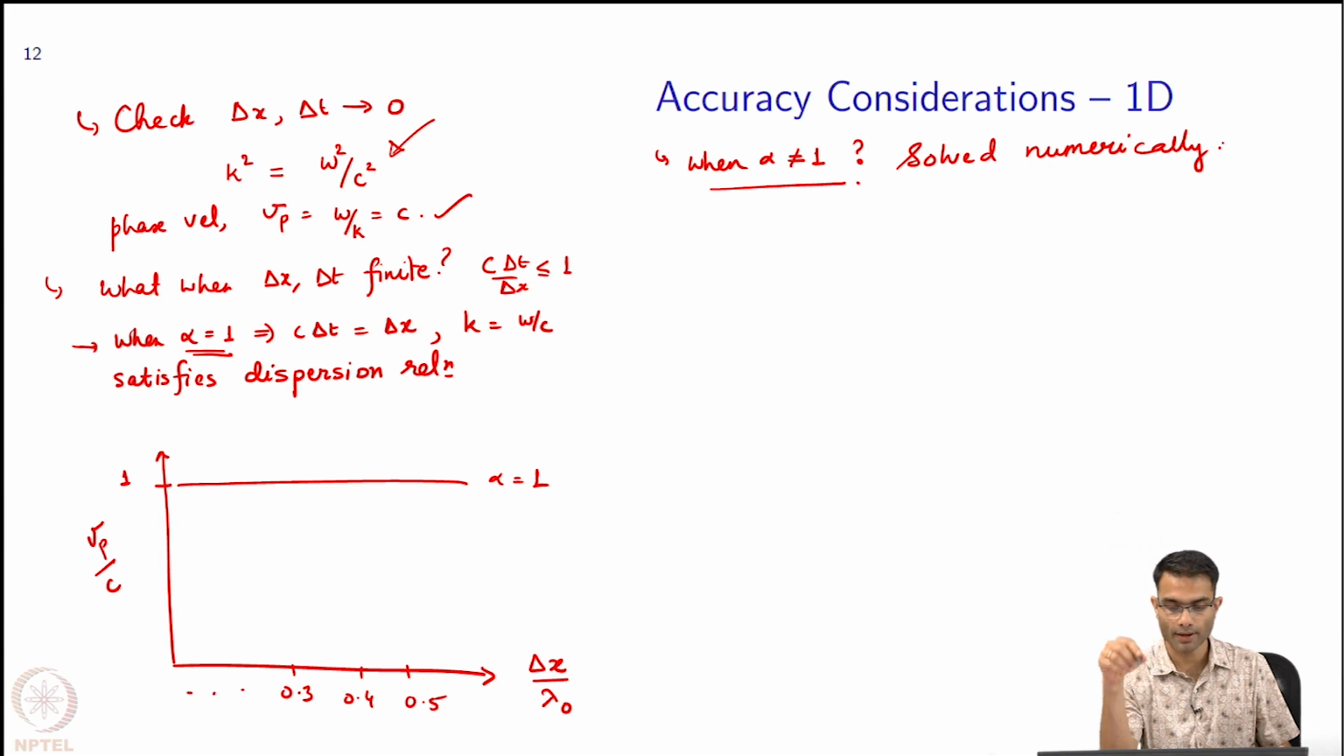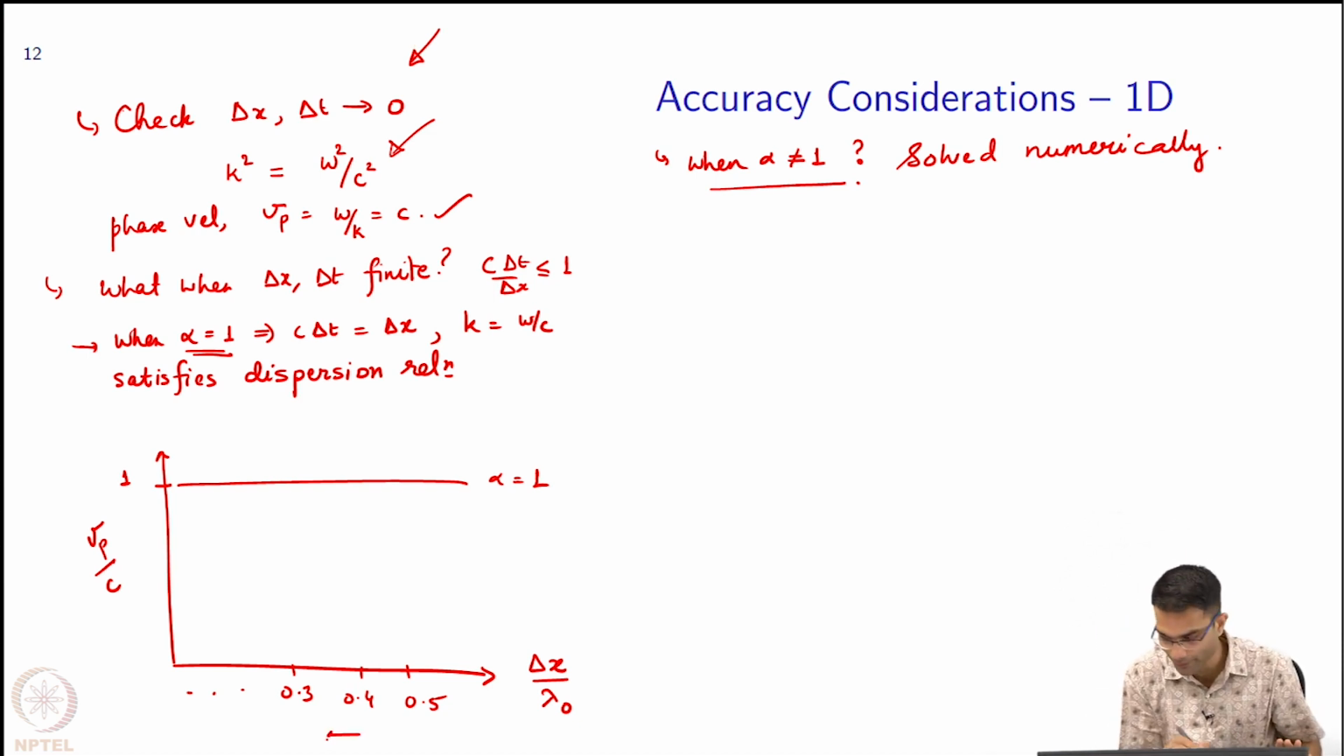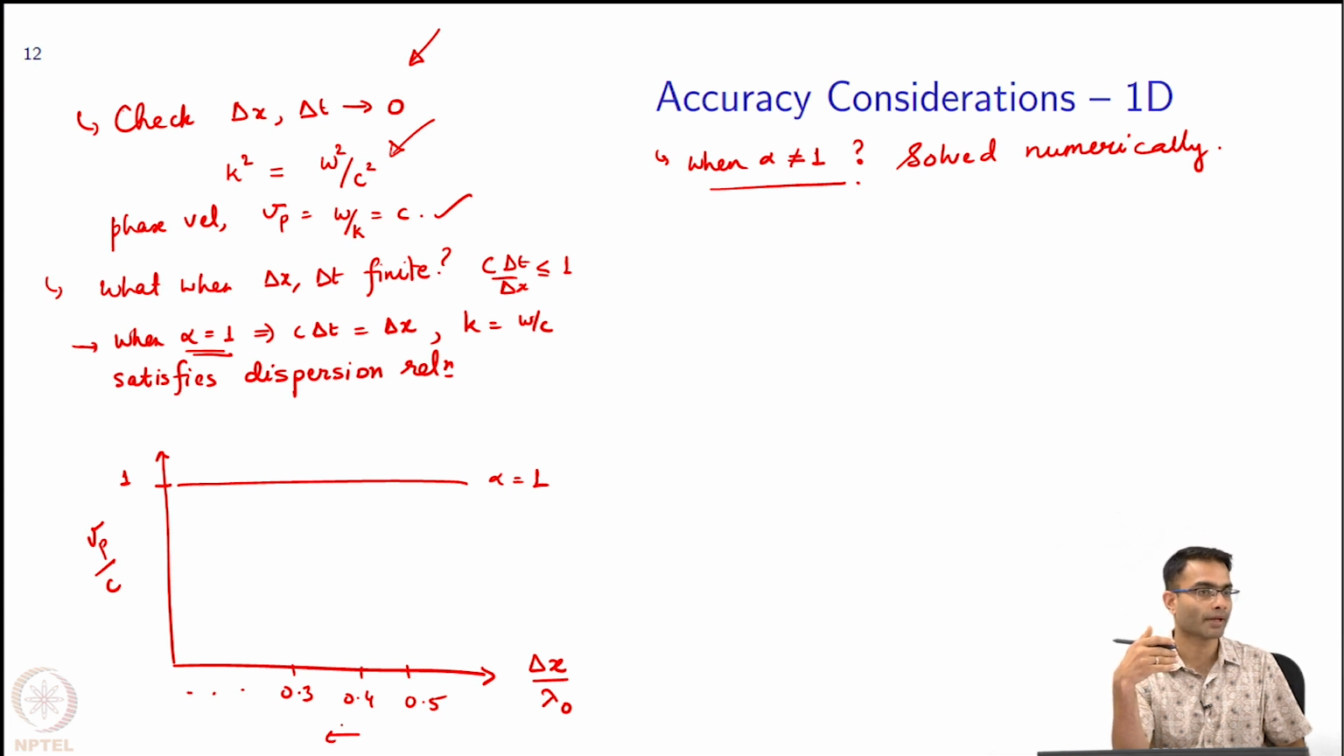What happens is that, one thing is that we know that as delta x and delta t tend to 0, I get the perfect wave behavior. Okay. So, on this graph that I am showing you, as I approach the origin, as I go to finer and finer discretizations, what should happen? What will happen to the ratio of Vp to C? It should approach 1, right?